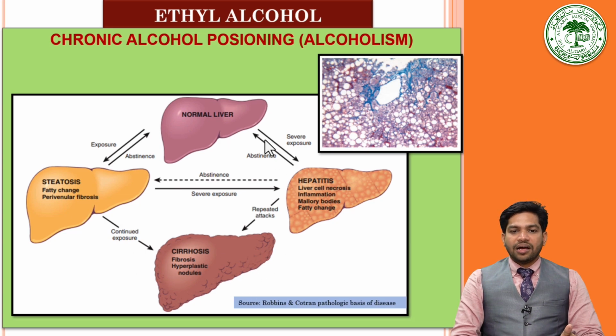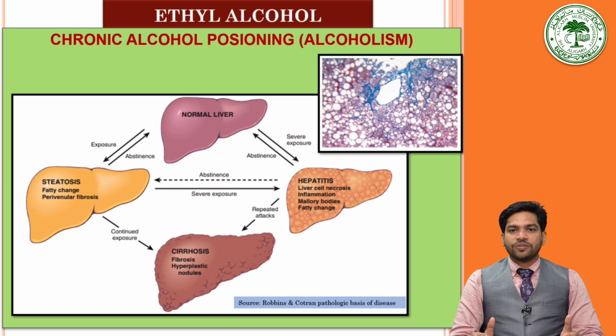developed. As well, hepatitis is a reversible phenomenon, whereas if the hepatitis has converted into cirrhosis, it is irreversible. And once the person has abstinence, then it may return to a normal liver in case of steatosis and hepatitis, but not in case of cirrhosis.